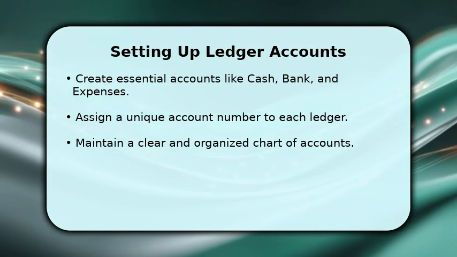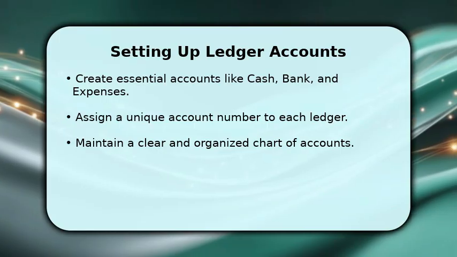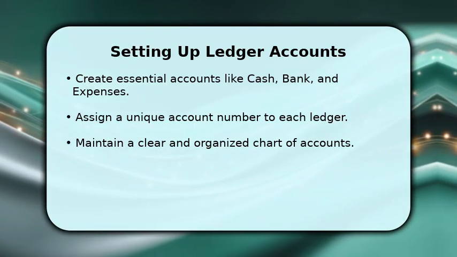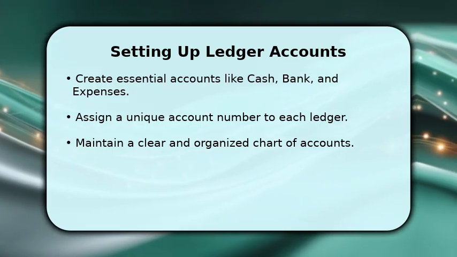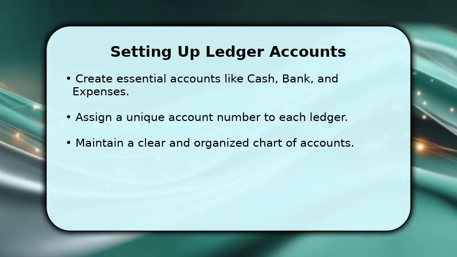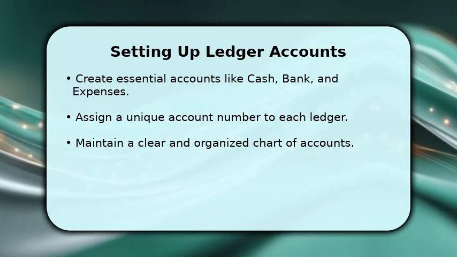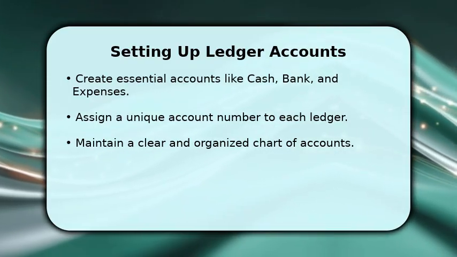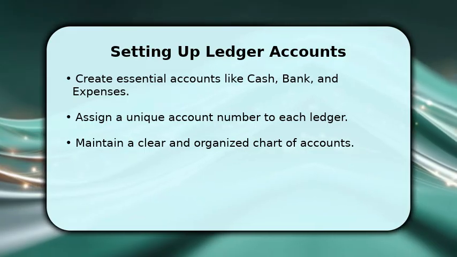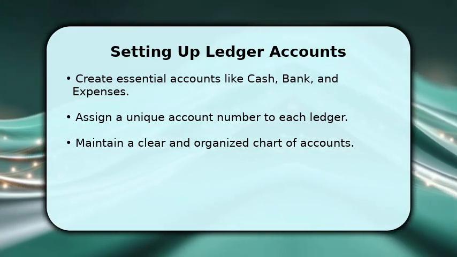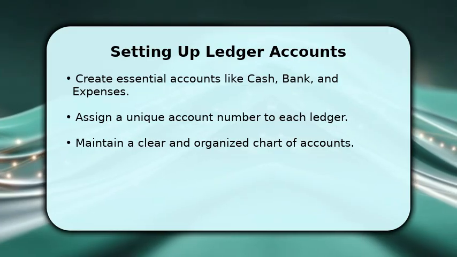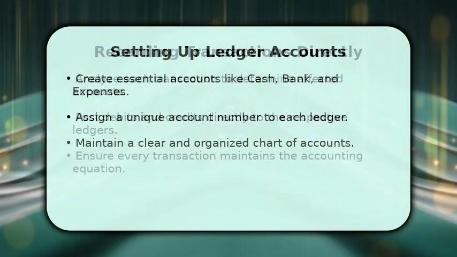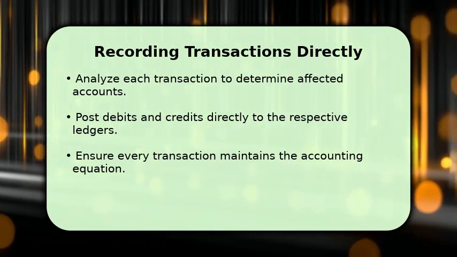First, set up your ledger accounts. You'll need accounts for assets, liabilities, equity, income, and expenses. For example, create accounts for cash, bank, accounts receivable, and various expense categories. Each account should have a clear title and a designated space for debits and credits. Think of each ledger page as a T account, with debits on the left and credits on the right. This structure is fundamental. Now, let's record transactions directly.